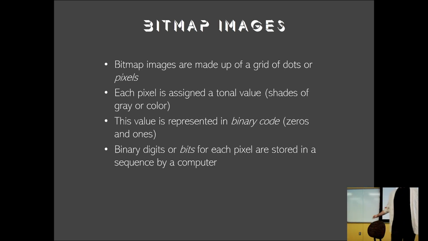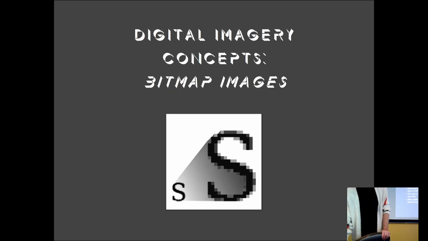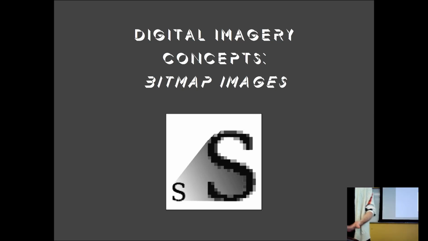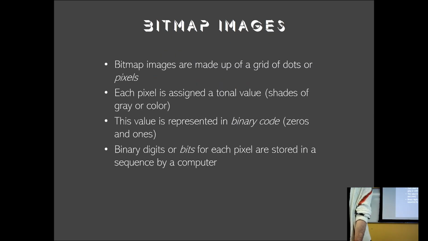Bitmap images are made of a grid of dots of pixels, right? That's why they have this disgusting appearance when you blow them up. But they're also beautiful in their own way, right? That sort of blurriness can actually add depth if you use it properly. And we'll get into that.